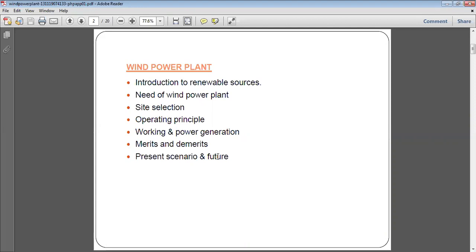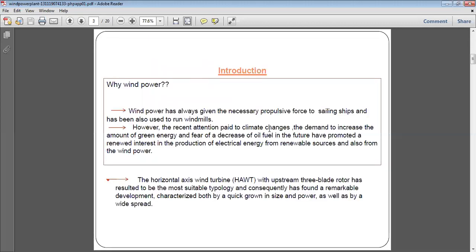What is the scenario? It means how much we are energy deficit in the field of wind power sources, and how much we are producing, how much we are planning to produce in the coming years, in the coming future in this case. So let's start. So first is why we are opting for wind power.